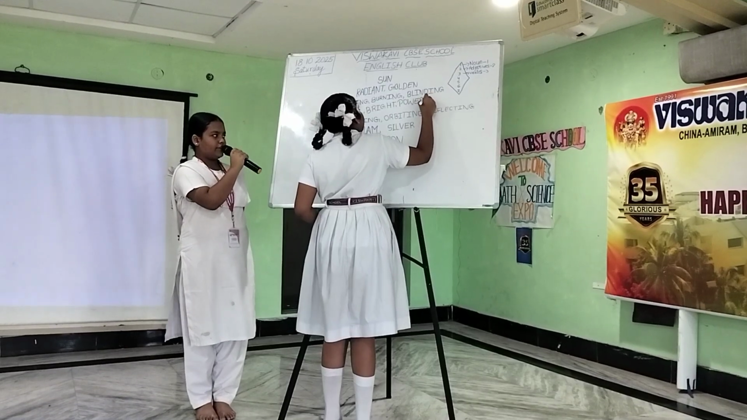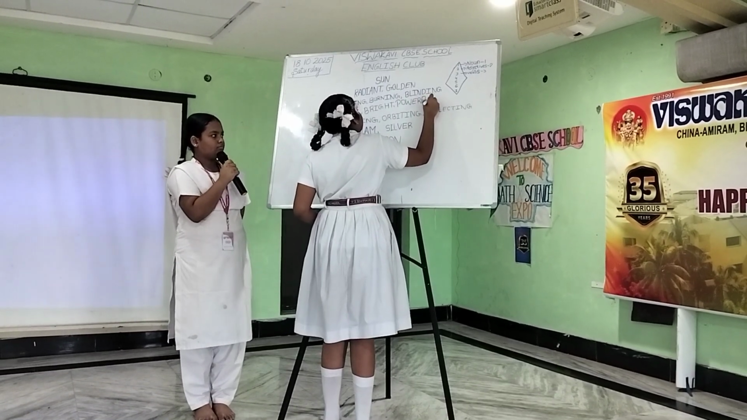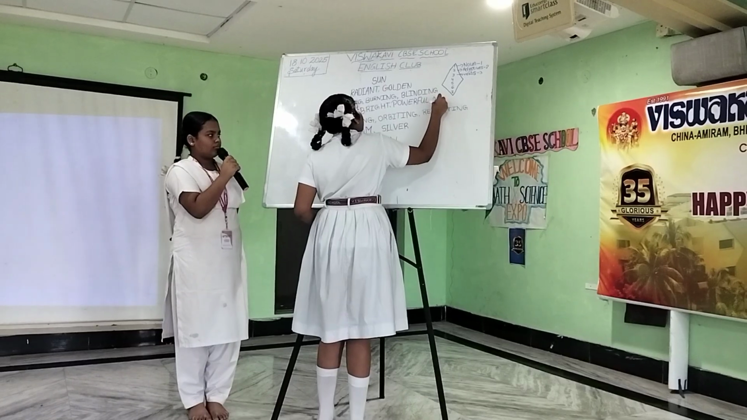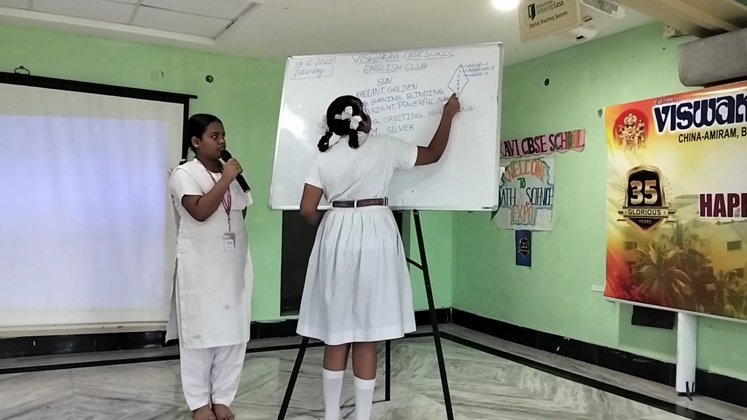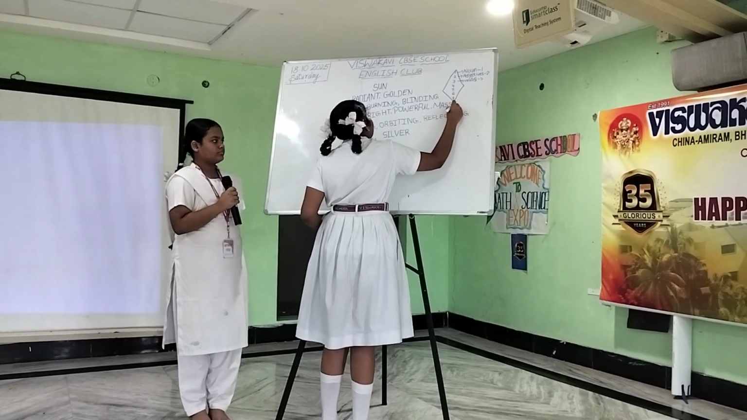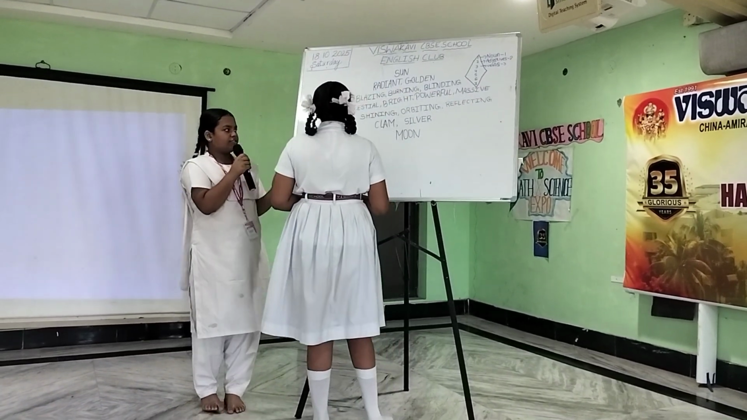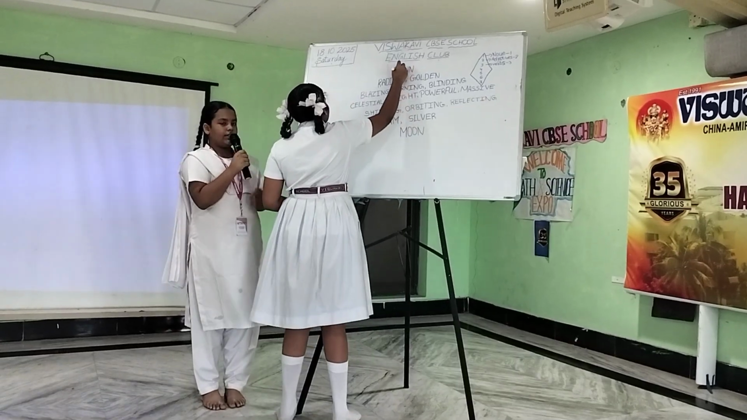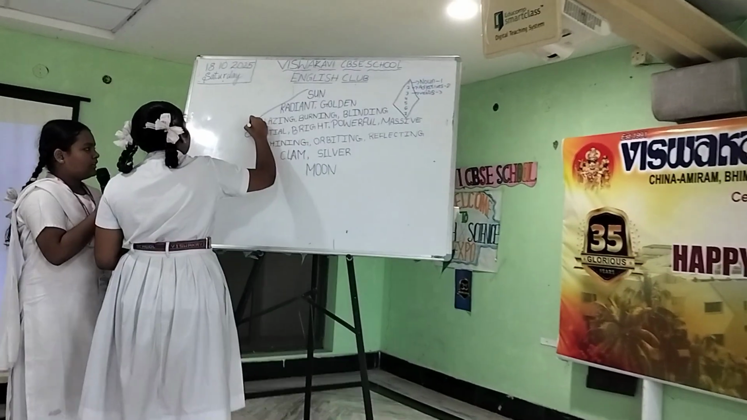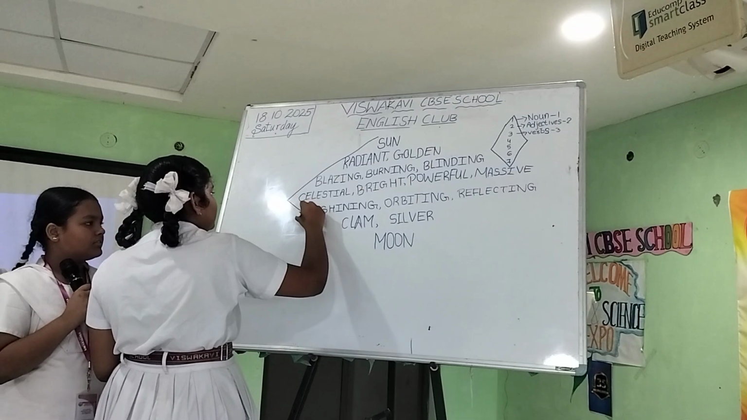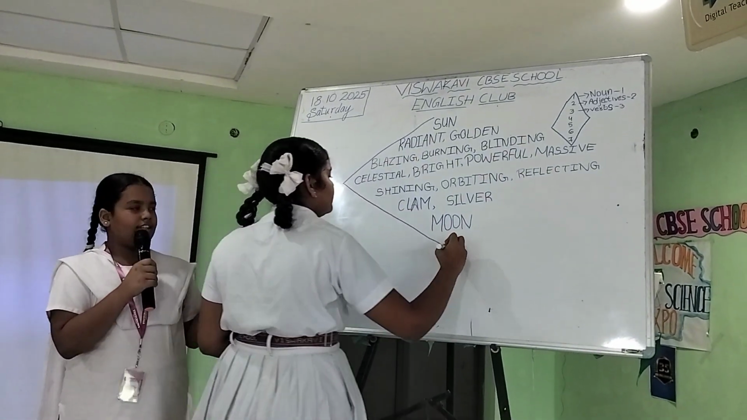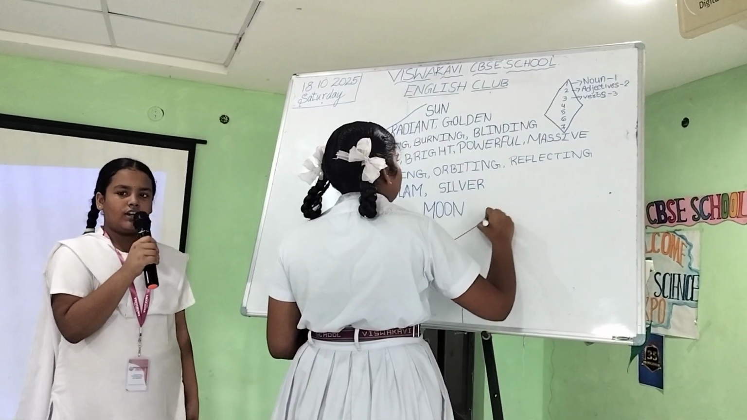Powerful, and massive. Massive means huge. Both are huge. So this was just the example one to tell you about our topic. As you can see, it is in the shape of a diamond and it is called the diamond poem.